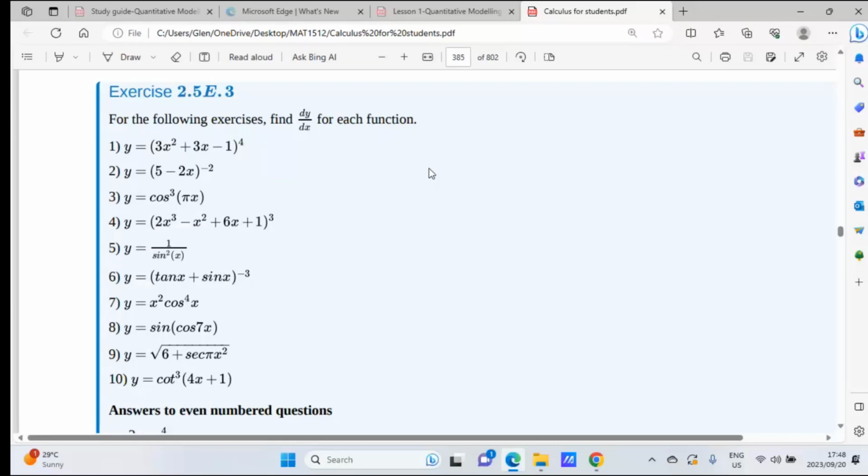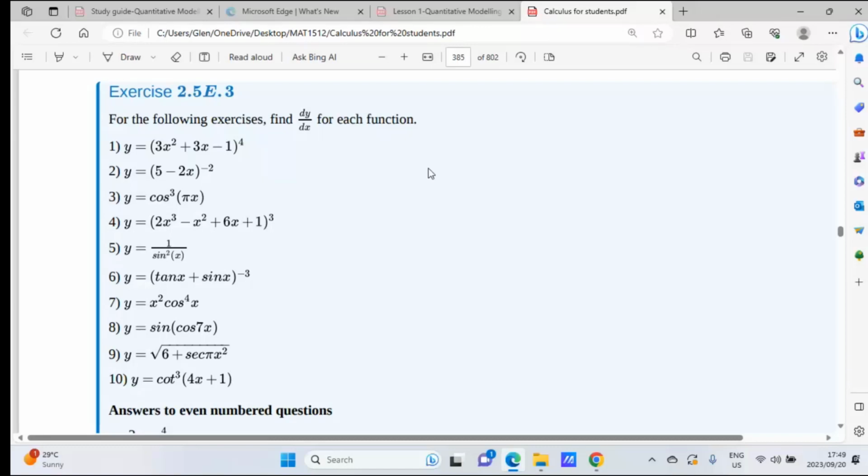Tando, that's your answer. Yours is -3 open bracket cot of 4x plus 1 close bracket, all squared, then over sine squared 4x plus 1.